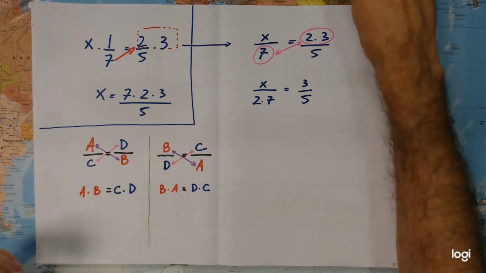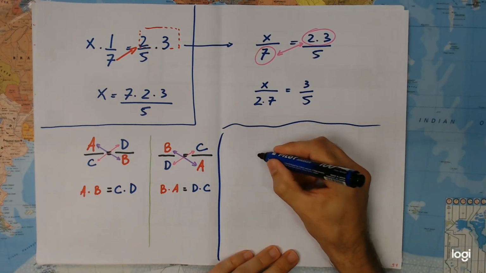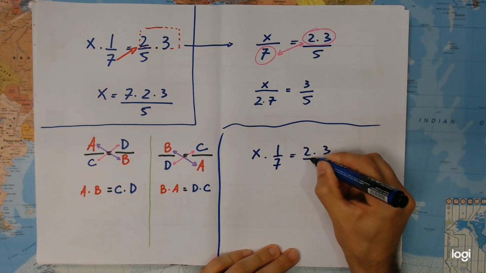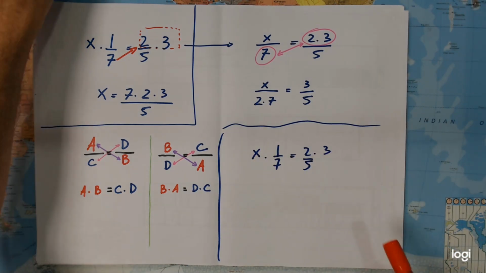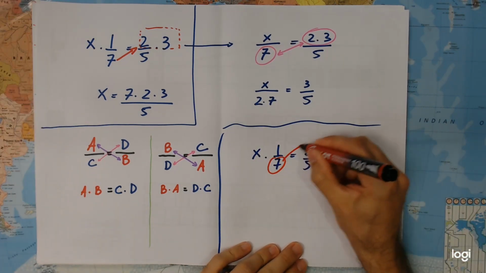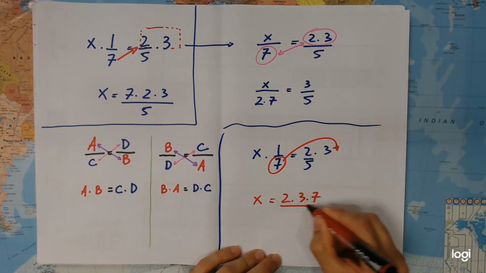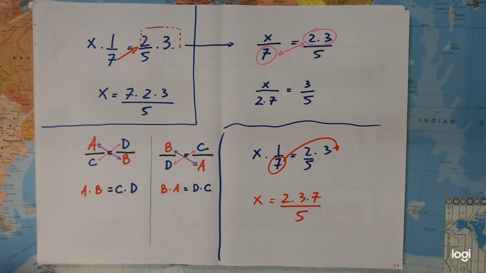And that is why when you just have something like this, you can think, oh, multiply by 7, multiply by 7. Yes, you can, but it's much easier to just take the 7 and bring it here. X equals 2 times 3 times 7 divided by 5. Okay? And that is what I just wanted to explain. When you just perform cross multiplication, that's very easy, as long as you think like this.